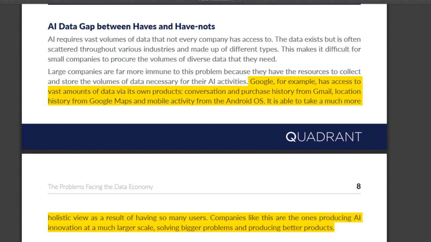Data harvesters like Google have access to vast amounts of data for their own projects. So purchase histories from Gmail, location histories from Google Maps, mobile activity from any cell phone that's on Android OS. It's able to take a much more holistic, or larger, view, and as a result of having so many users, companies like this are producing AI innovations at a much larger scale, solving bigger problems, and producing better products.